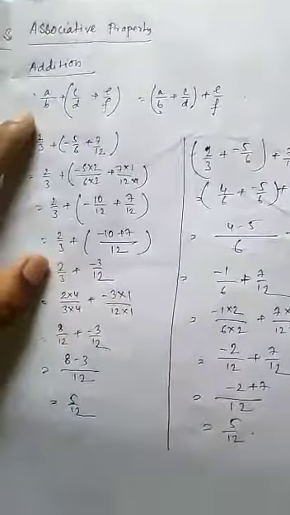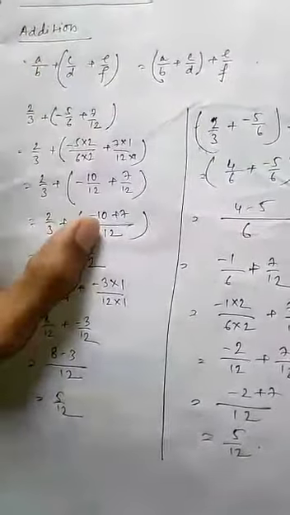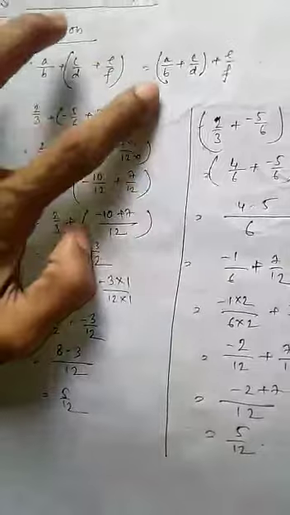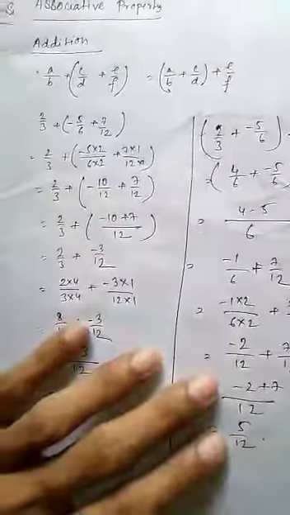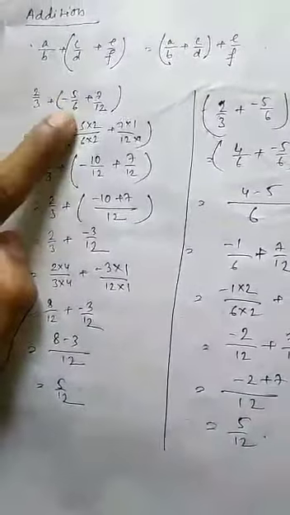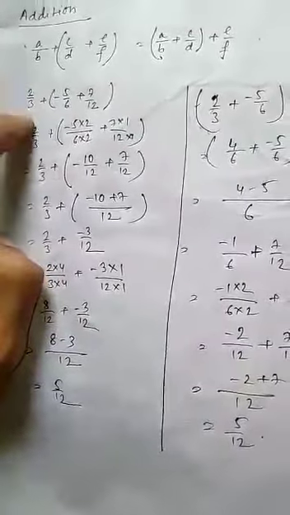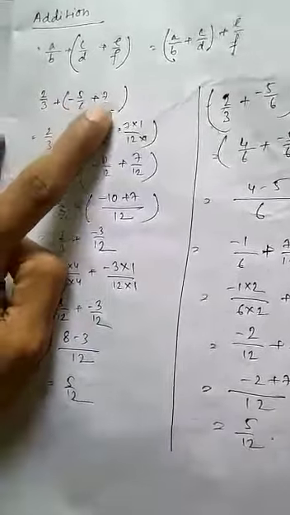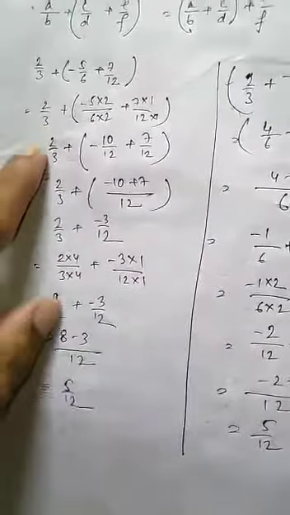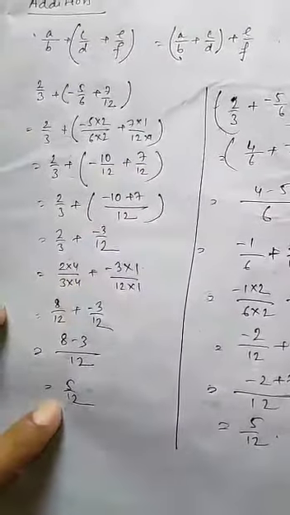Okay, so let us check in case of addition. If we consider a by b, c by d and e by f are three rational numbers, then a by b plus c by d plus e by f in the first bracket equals a by b plus c by d in the first bracket plus e by f. So if we consider 2 by 3 is a rational number, minus 5 by 6 is a rational number, and 7 by 12 is also a rational number, then according to this, 2 by 3 plus minus 5 by 6 plus 7 by 12 in the first bracket will give us this value. We all know that we have to do the LCM, then the result will be ultimately 5 by 12.